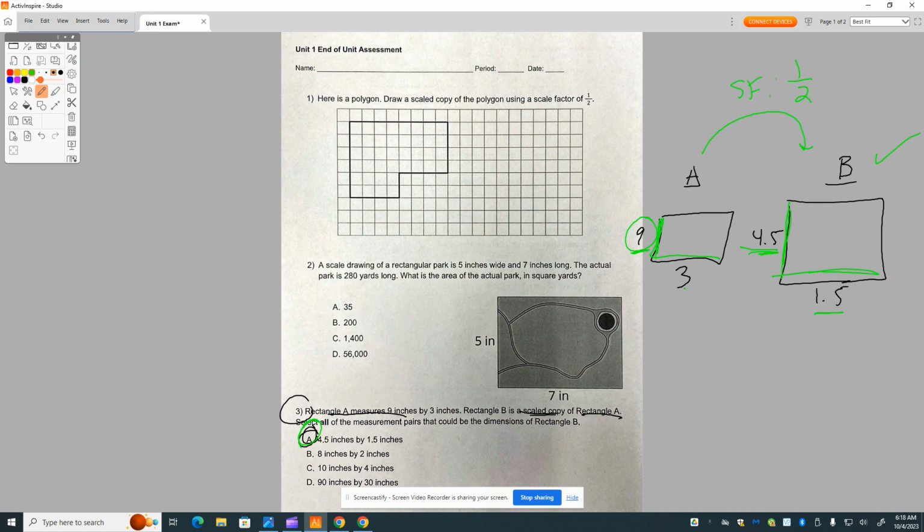Now, as we move on and go through all the options, you pretty much just have to do the exact same thing for all of them. You're testing to see if there exists a scale factor which shows you that these are scaled copies.